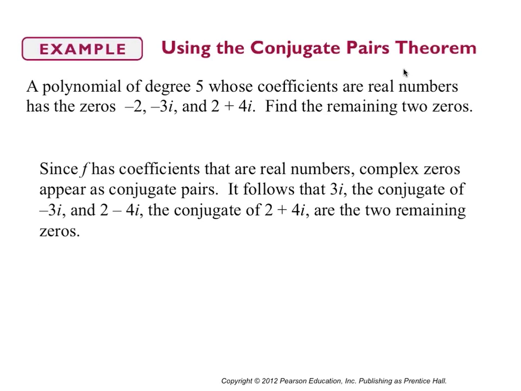So hopefully you remember that conjugate numbers come in pairs. So if we have negative 3i as one of our zeros, it means that positive 3i also has to be a zero. So f has coefficients that are real numbers. Complex zeros appear as conjugate pairs. And this is always going to be the case if you have a function where we have coefficients that are real numbers. So since we have negative 3i, the conjugate pair is going to be a positive 3i. And then since we have 2 plus 4i, our conjugate pair is going to be 2 minus 4i. So those are the two remaining zeros, just a positive 3i and a 2 minus 4i.